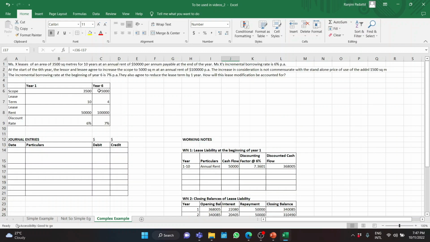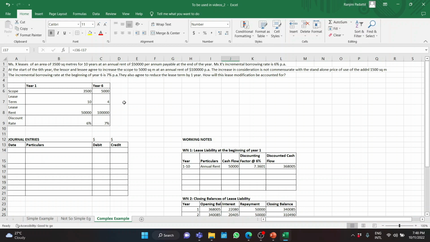Now let us assess the modification. We know that there's been an increase in scope, but they have told us that the increase in consideration is not commensurate with the standalone price of the use. Therefore, we do not have to record it as a separate lease. There has been a decrease in the lease liability and we need to reduce the ROU asset and the lease liability proportionately. How do we do this?